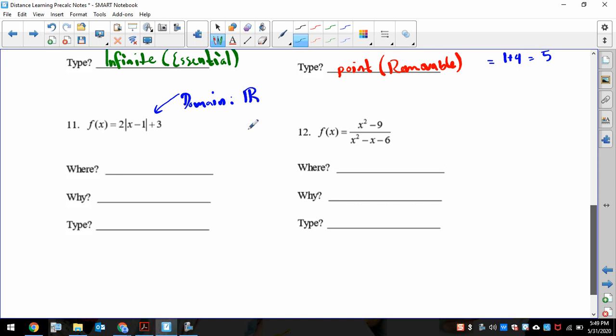Well, I can make a quick sketch of this function. It's shifted to the right by 1 and shifted up 3. And it's a V shape. So right here is the V. And this 2 out in front is a stretch vertically. So this is what the graph looks like. And we see, can I draw this whole graph without picking up my pencil? And the answer is yes. And so here we're going to say no discontinuities.